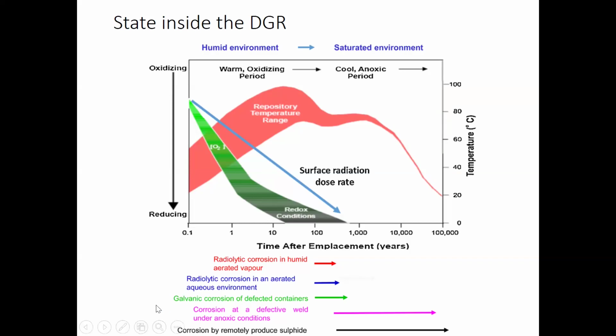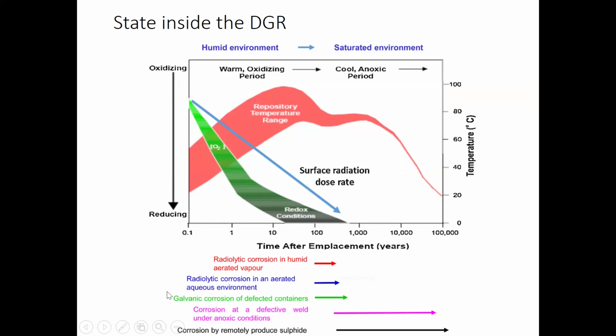And then next you have galvanic corrosion. This is what's going to occur if you have some kind of defect in the copper layer and a galvanic reaction happening between the steel and the copper. If you remember before, the example of the Statue of Liberty: if you have steel bolts on a copper surface, that steel is going to be galvanically corroded. Then you have your corrosion at a defect weld under anoxic conditions.